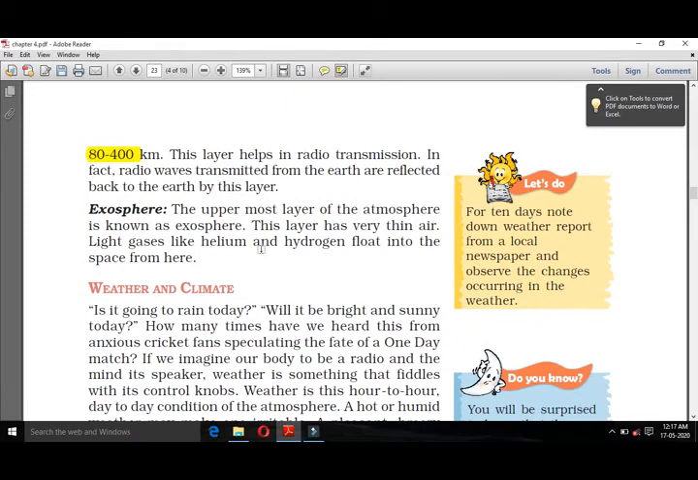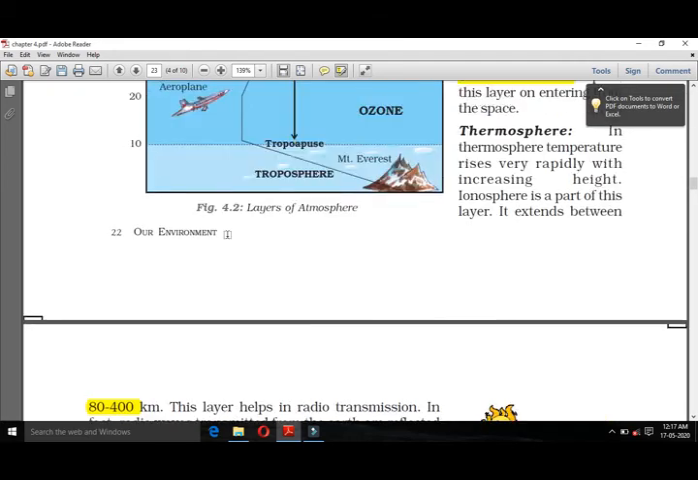Read this chapter, it is very important and we need to know about our atmosphere, the ratio of the gases and the layers of the atmosphere.